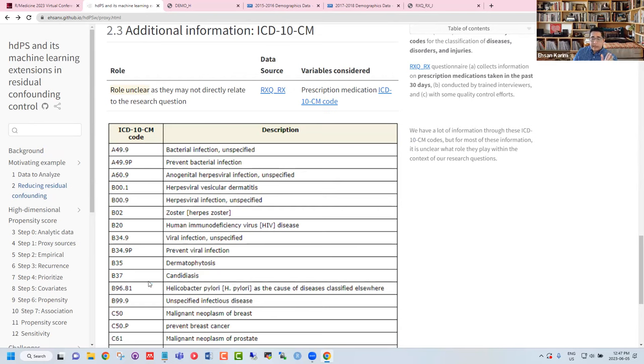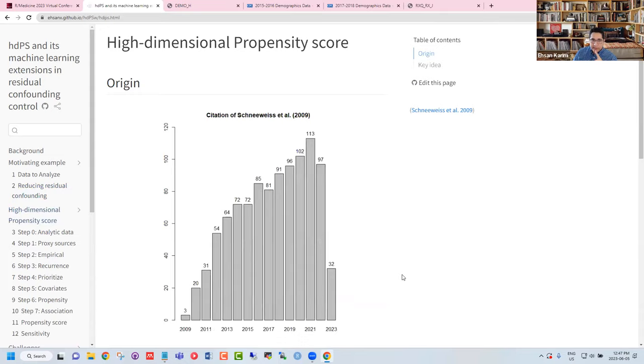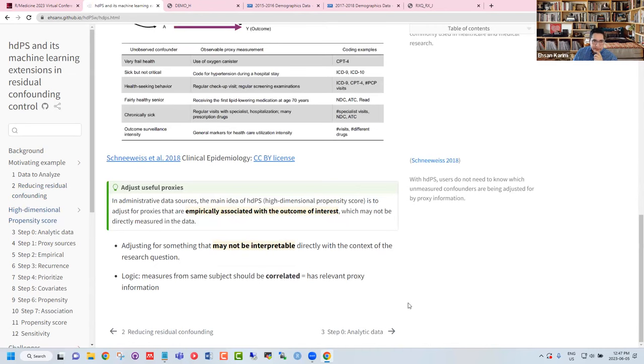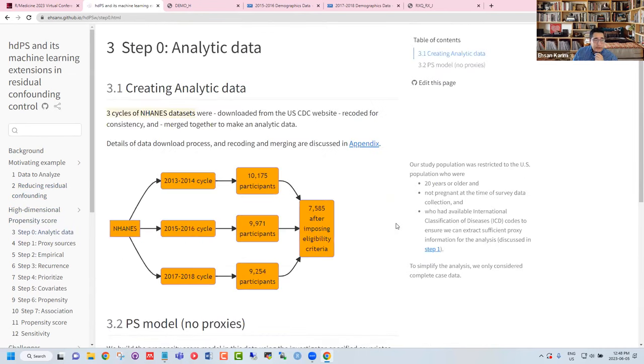So these are something that we are also going to use in the high dimensional propensity score, and we will see how to select the useful number of covariates from this huge amount of information using this algorithm. So again, there were two types of variables. One was the investigator-specific covariates, and the other was the list of covariates that are commonly known as the empirical covariates or the recurrent covariates in the high dimensional propensity score literature. Okay. So that brings us to our data analysis.